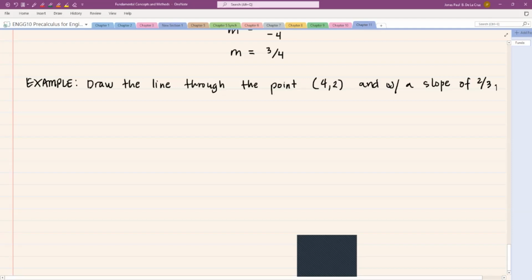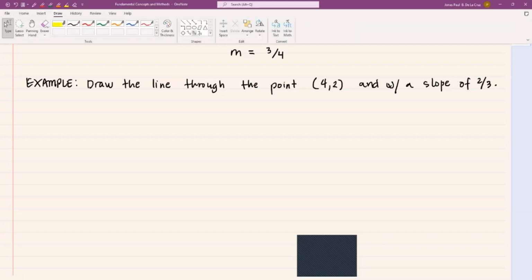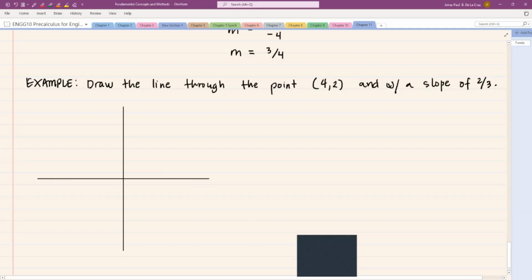Alright? So, i-draw muna natin yung point na 4, 2. So 1, 2, 3, 4. Tapos 1, 2. Okay, assuming nandyan yung point natin. And then to draw a line, kailangan lang natin ng dalawang points actually, no? Meron na tayong isang point, yung pangalawang point can be plotted using the slope, di ba? The slope, remember the slope is rise over run.